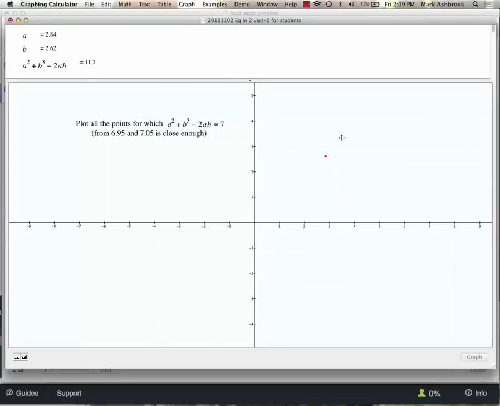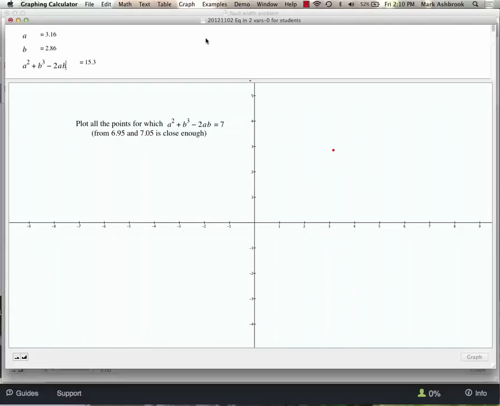Okay, again, as you drag the point around, wherever you leave it, it'll tell you the x-coordinate of the point as A, the y-coordinate as B, and then it'll give the value of this expression, a squared plus b cubed minus 2ab, for the current values of A and B. If you move, you'll change your coordinates, you'll change A and B, and then that value of the expression will change.